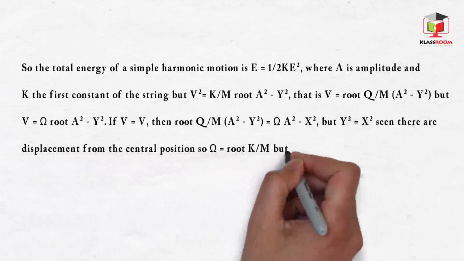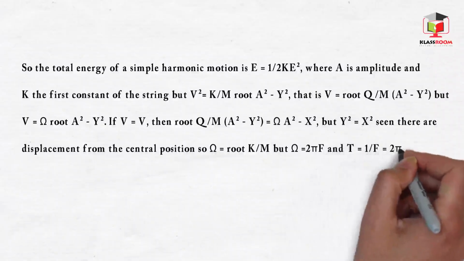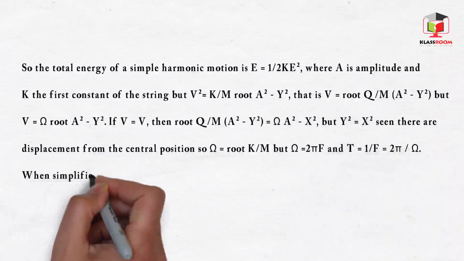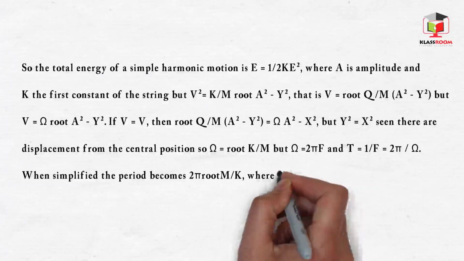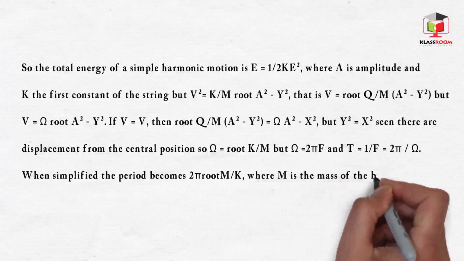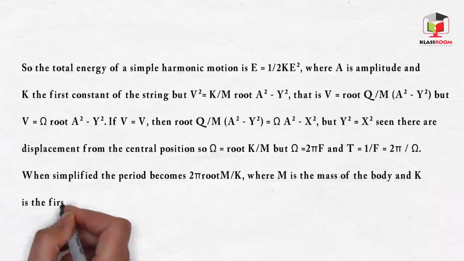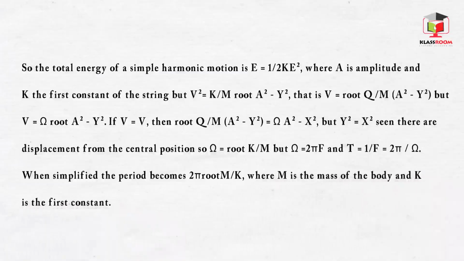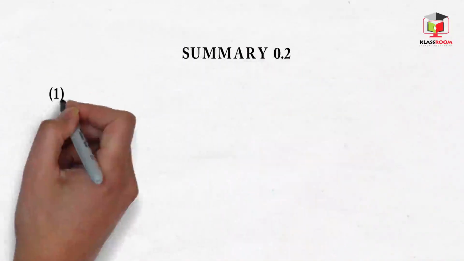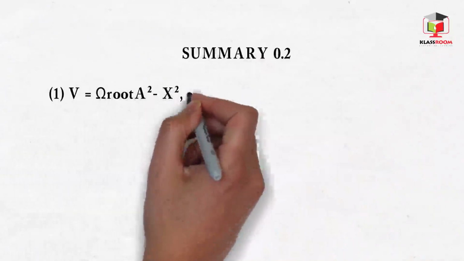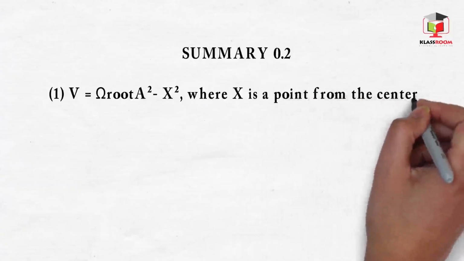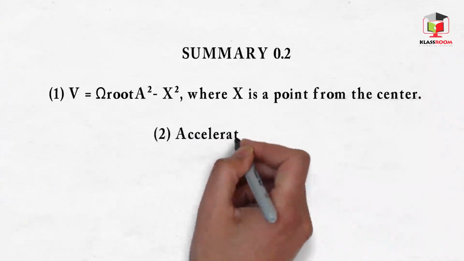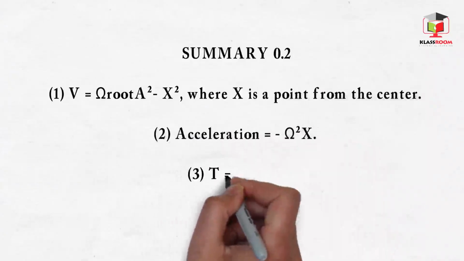But omega is equal to 2 pi f, and T is equal to 1 over f, which is equal to 2 pi over omega. When simplified, the period becomes 2 pi root m over K, where m is the mass of the body and K is the force constant. Summary. 1. v equals omega root A squared minus x squared, where x is a point from the center. 2. Acceleration is equal to minus omega squared x. 3. T equals 2 pi over omega. 4. Omega equals 2 pi f.